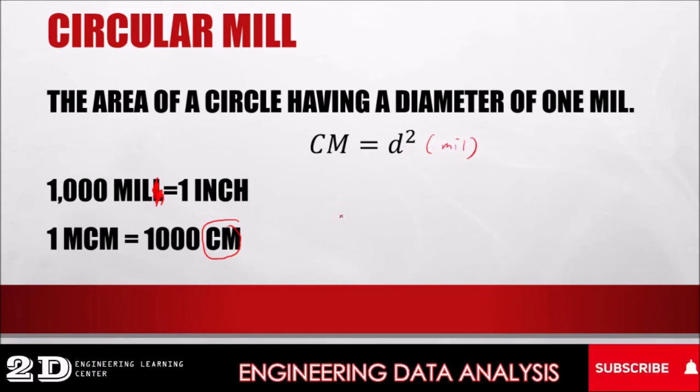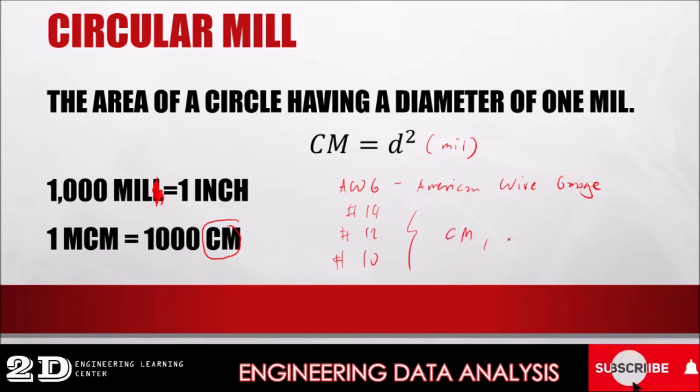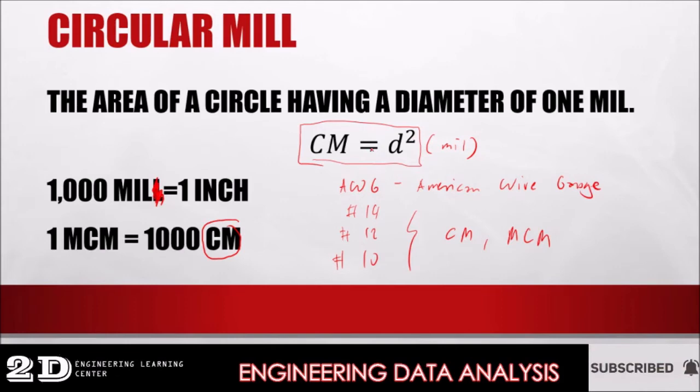Okay, so yung kadalasan natin ginagamit na sizes ng wire, lalo na yung AWG, we know this one as the American wire gauge. So the sizes of this one, number 14, number 12, number 10, they are usually given in CM or circular mil. So yung malaki na ginagamit nila is the MCM or the mega circular mil. So it is important for us to know kung paano i-convert yung circular mil into inches and into centimeter, para we could have the relationship between the different units of area of wires.